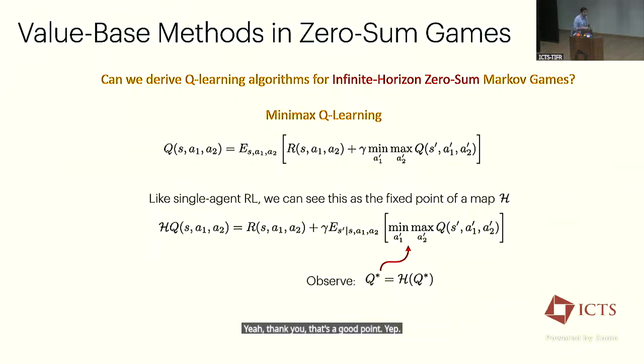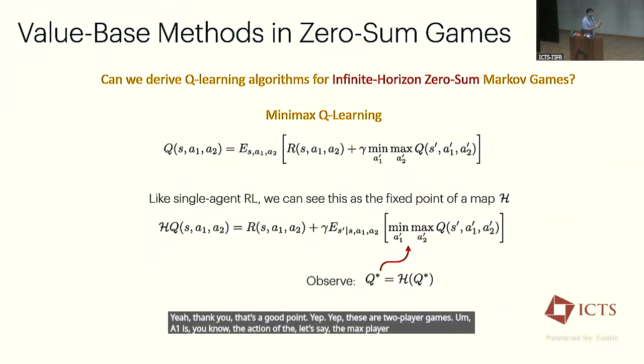These are two-player games. A1 is the action of, let's say, the max player. A2 is the action of the minimizing player, right? Because we're in a zero-sum game.